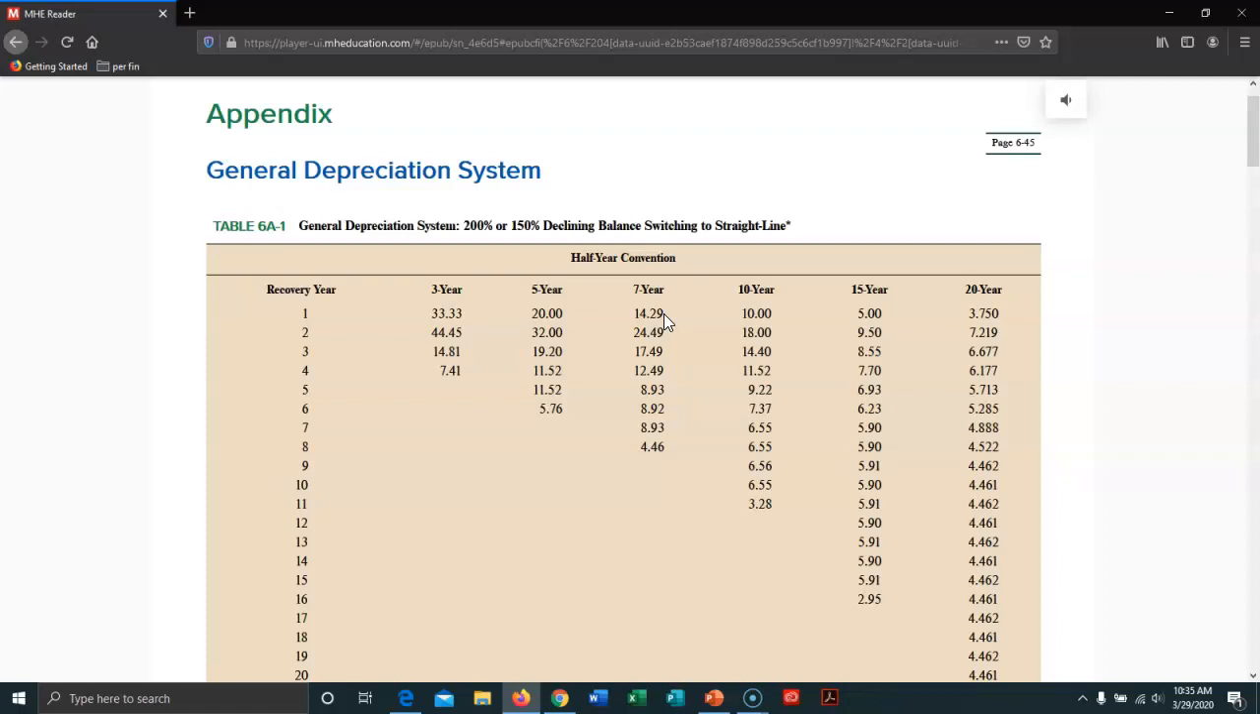All right. And so whenever we talk about personalty, we will always assume we're going to use this half-year convention, and whether it's a 3-year, 5-year, 7-year, 10-year, 15-year, 20-year asset, that is going to allow us to figure out the depreciation as long as I know what year we're talking about, what's the basis of the asset, and what is their depreciable life, which would be 3, 5, 7, 10, 15, 20.